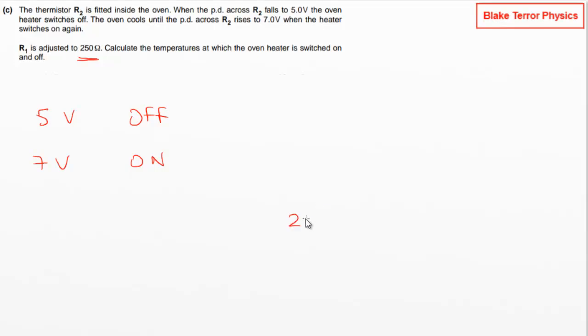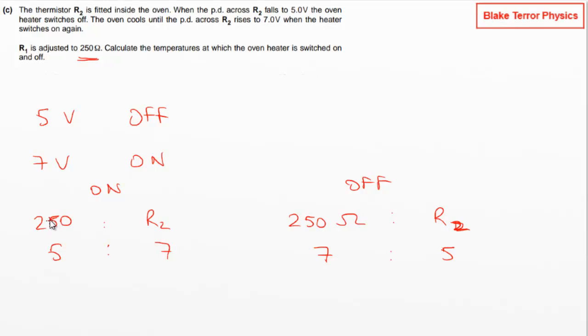So we've got 250 ohms, which is the R1. And we've got some resistance for the other one. So this is our R for the thermistor. Actually, what they're calling R2, aren't they? Let's call it R2. And so when it's off, we've got R2 is at 5 and R1 is at 7. So this is for off. And then for on, we're now going to have the other way around. We're going to have 250, we're going to have 5 there and 7 there for R2.